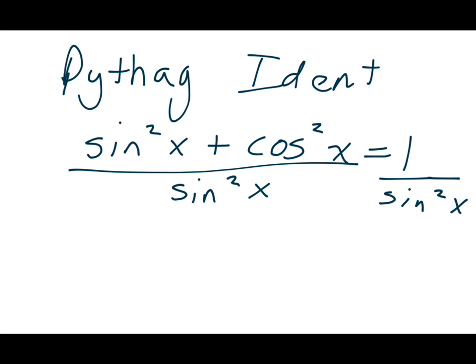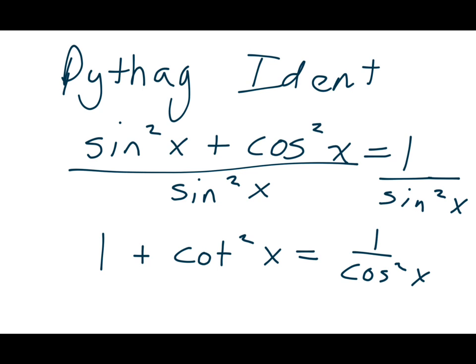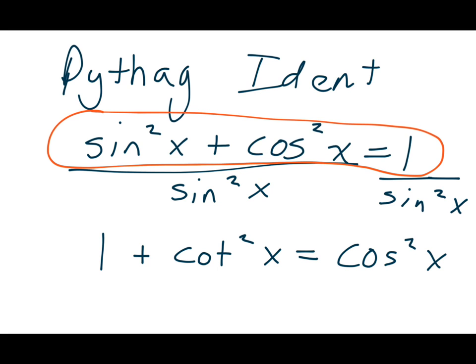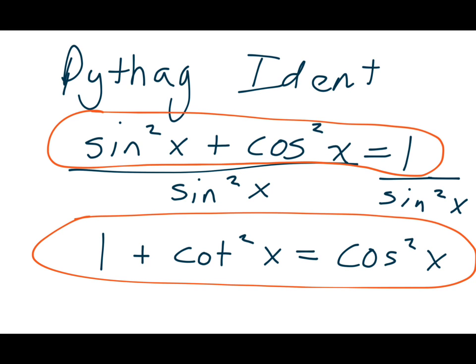Now cosine over sine is cotangent, and 1 over sine is cosecant squared. Excuse me, not 1 over cosecant, just cosecant. Okay, so here's one identity. That's the one we talked about last time. And here's another one. Again, this is supposed to be cosecant, not cosine. Okay?